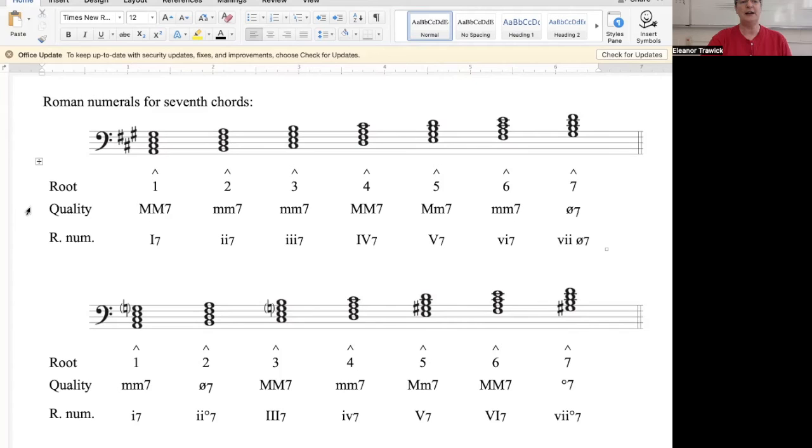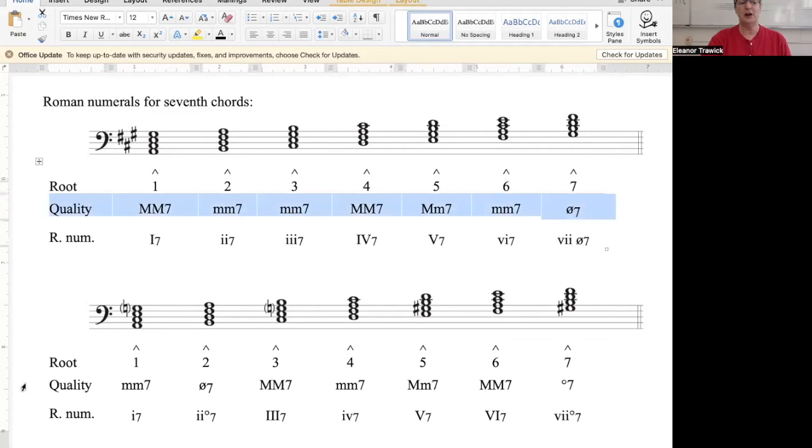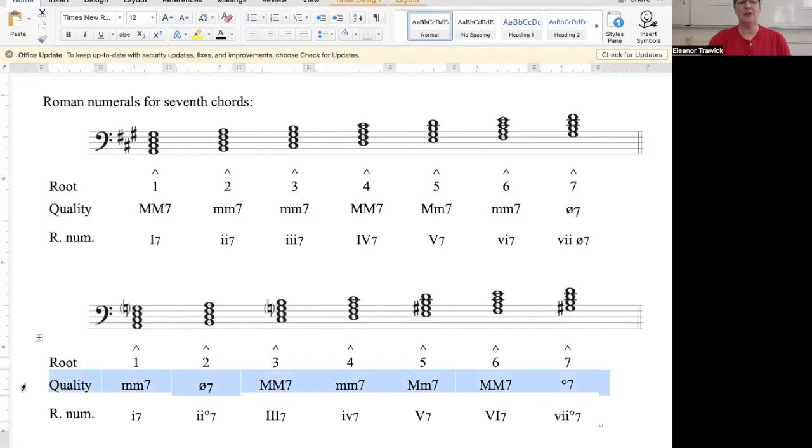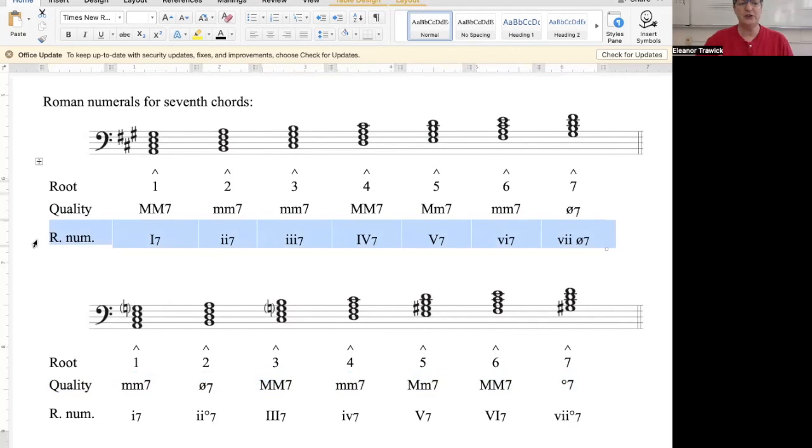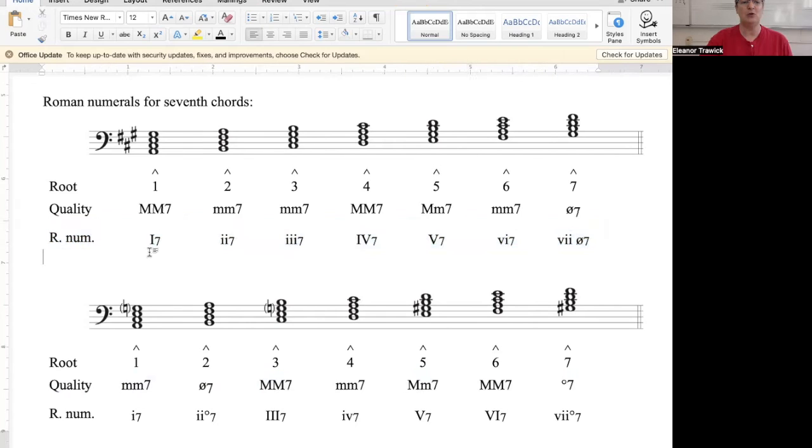I've shown you the quality of the 7th chords in major and the quality of the 7th chords in minor. And then here's how we use the Roman numeral labels. Notice that we use a major or capital Roman numeral both for major 7th chords and for the major minor chord built on scale degree 5. So there's nothing to tell you in that Roman numeral label whether the chord is major or whether it's major minor. You just have to know that the chord that's built on the dominant is a dominant seventh chord or a major minor seventh chord.